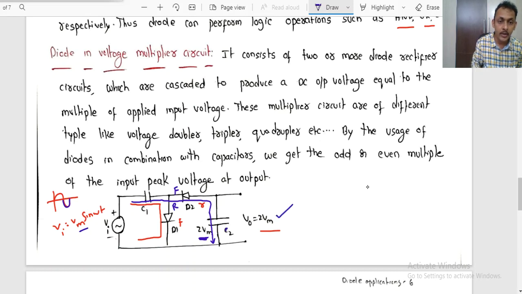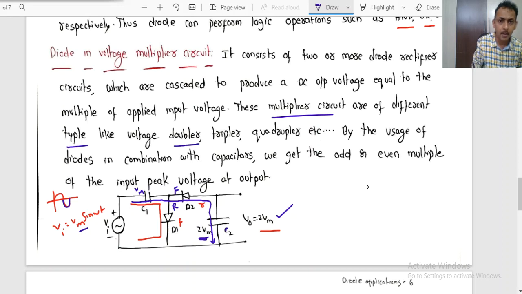One Vm is already there due to the capacitor charged to the voltage of Vm, and the other Vm is due to the applied voltage. Like this, the voltage can be multiplied.